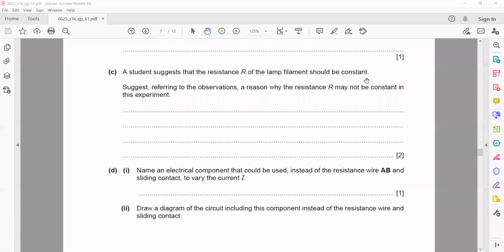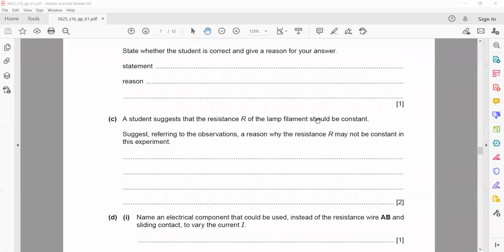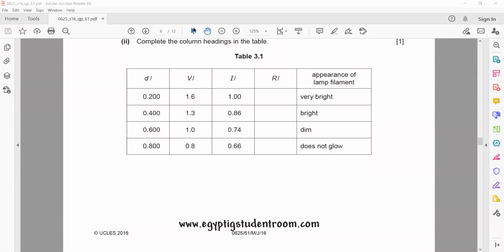A student suggested that the resistance R of a lamp should be constant. Referring to the observation, suggest why the resistance may not be constant. Resistance should be constant, like here 1.6, 1.5, 1.35, 1.21, but here the resistance is not constant. What might be a reason? What can cause the change in the resistance?